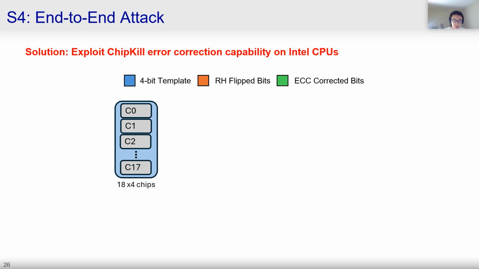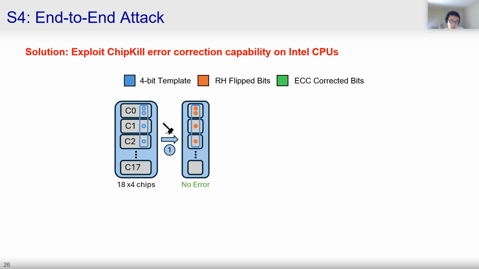For example, we have a DRAM with x4 chips from chip 0 to chip 17, and we have some 4-bit bypass templates. If we analyze the bit distribution of each template across chips, we will see some of them span 2 chips with 2 bits in each chip, and some of them span 3 chips with 2 bits in one chip and 2 other bits in 2 other chips. We know that from the code distance, if we hammer the template and all 4 bits flip, we will get a bypass without error.